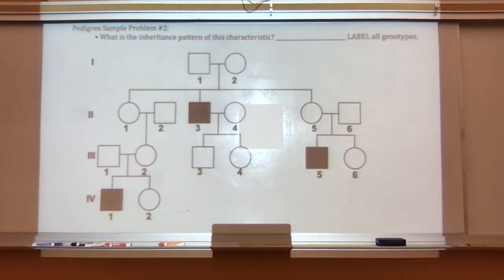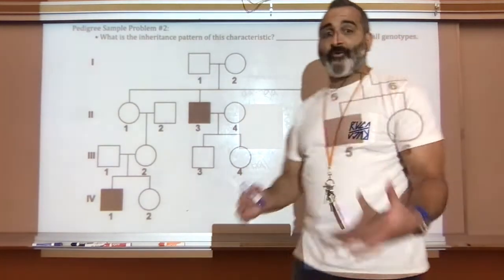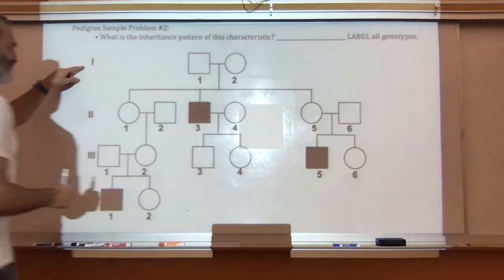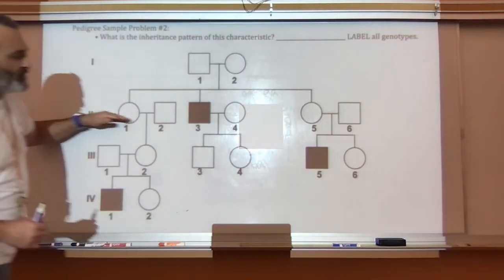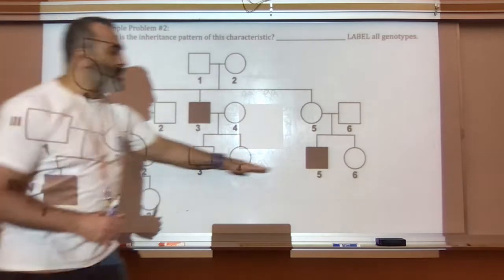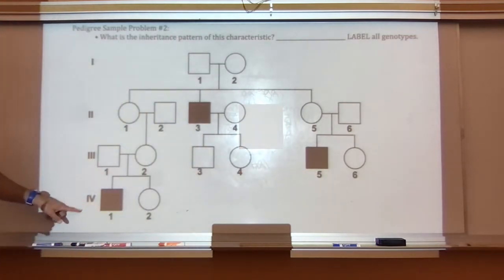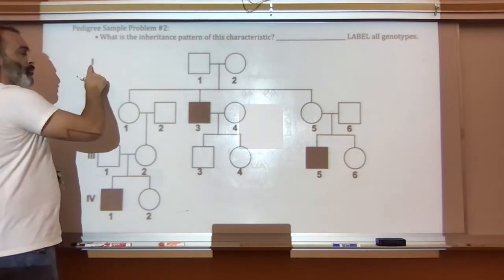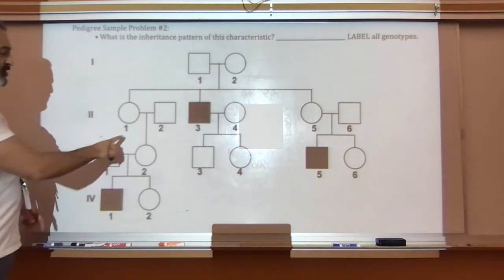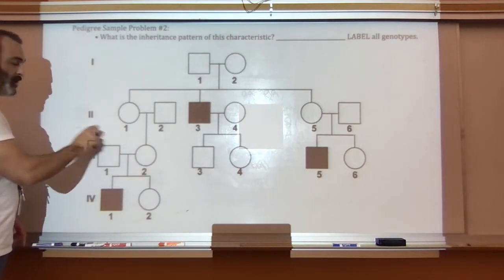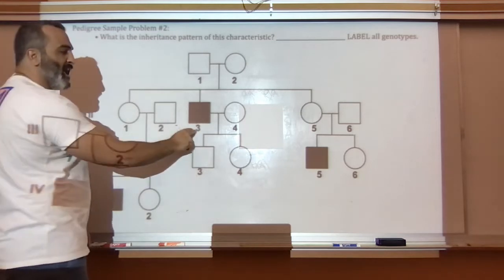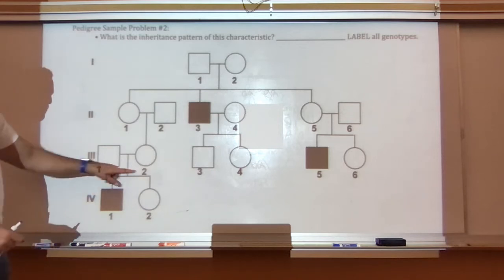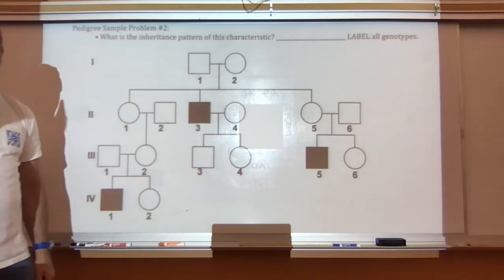Okay, now we've got to look at sample number 2. Let's do another one. Now, this one is drawn a little differently. You'll see over here, there's generation Roman numeral 1, generation 2, generation 3, and finally down here, generation 4. This person here is 1-1. This person here is Roman numeral 1-2. This person here, Roman numeral 2-1, 2-2, 2-3, 2-4, 5, and 6, 3-1, 3-2, 3-3, and so on. That's how you look at who is where.